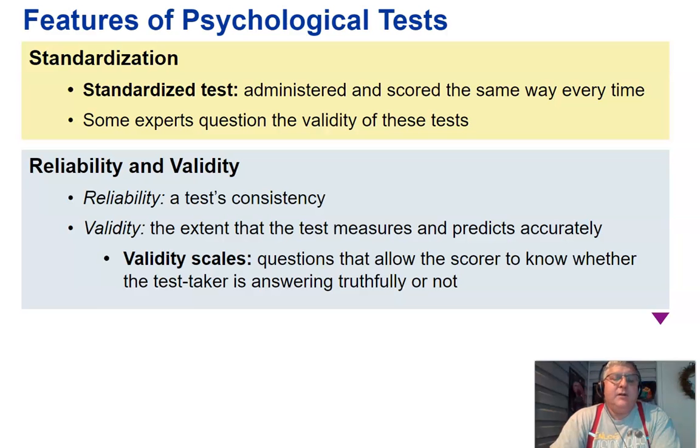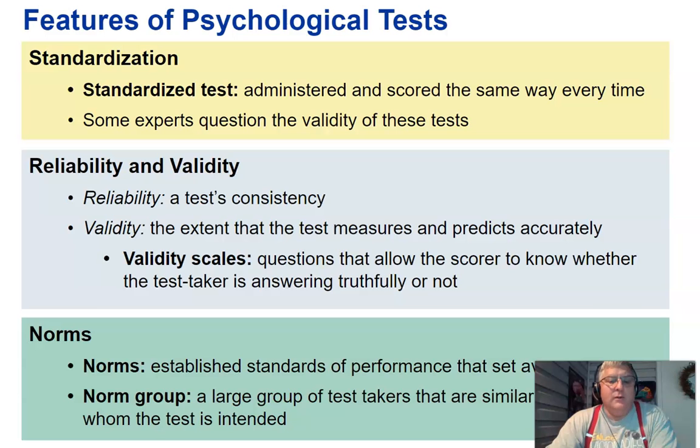Reliability and validity are 2 of the concerns about a test. Reliability is a test's consistency. Validity is the extent to which the test measures and predicts accurately. Validity scales are questions that allow the scorer to know whether the test taker is answering truthfully or not. So reliability means that when we test you on a topic and you score roughly the same thing each time, then it's a reliable test. It's valid if it's actually testing what you know.